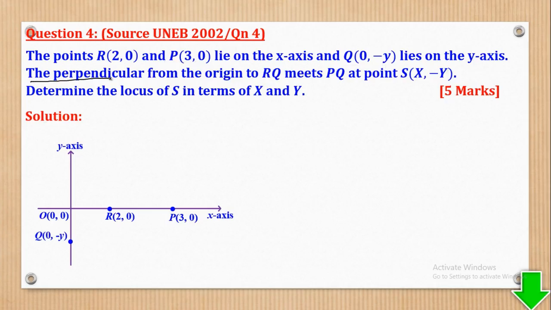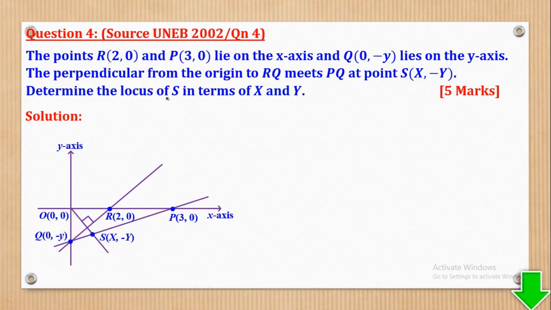Then they say that the perpendicular from the origin to RQ, so you have to draw line RQ, which is that, meets PQ, so you have to also draw line PQ, which is that, at point S. So we are going to draw the perpendicular from the origin to RQ. Therefore, you shall come and draw that perpendicular line. And they said it meets PQ at point S, that is point S.